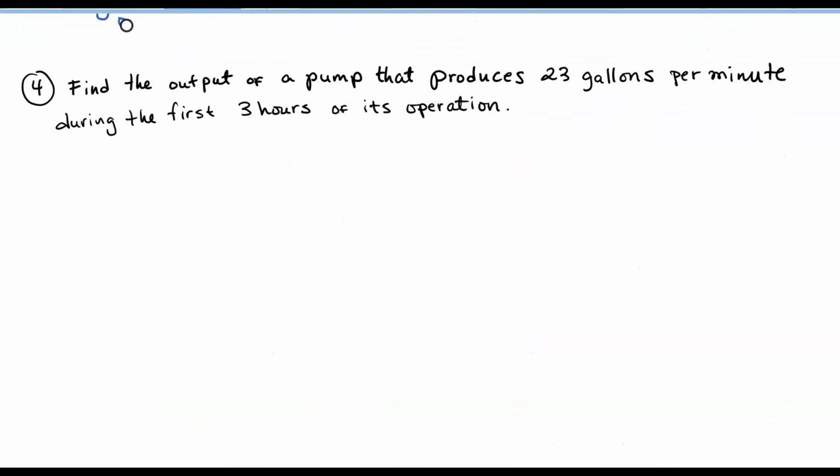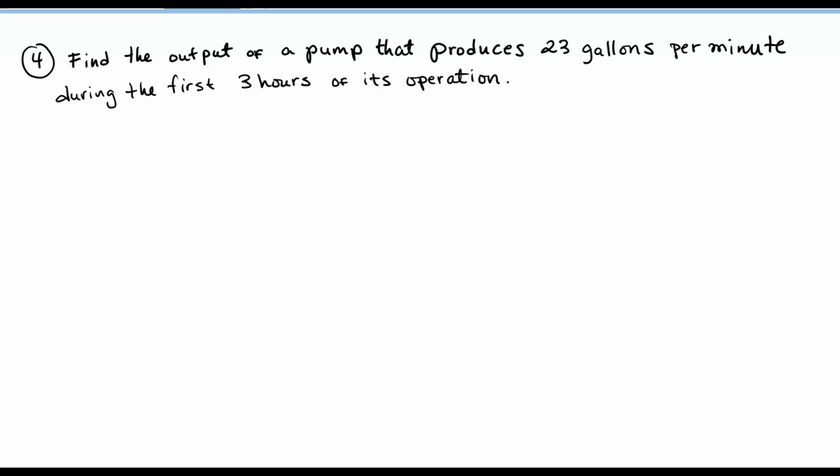The next one says, find the output of a pump that produces 23 gallons per minute during the first 3 hours of its operation. Okay, this one is rather interesting because we're given a little bit of information here. We know that it's a constant. We know that it's 23 gallons per minute. So we're going to integrate it with respect to time.